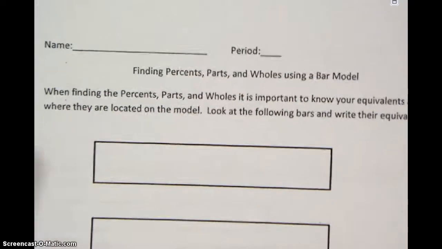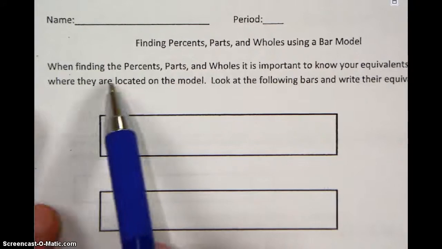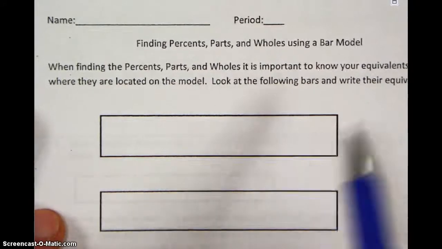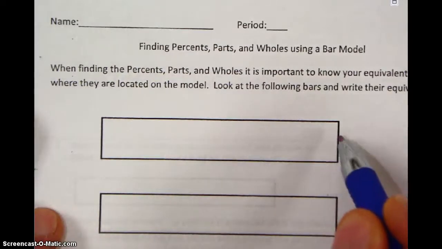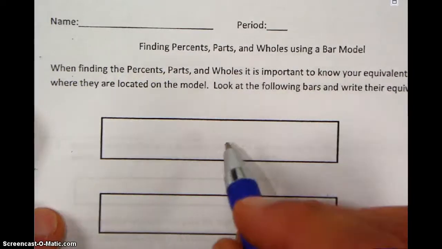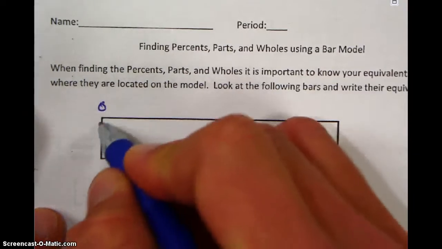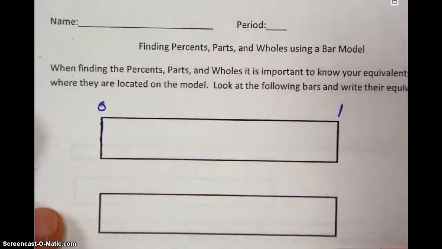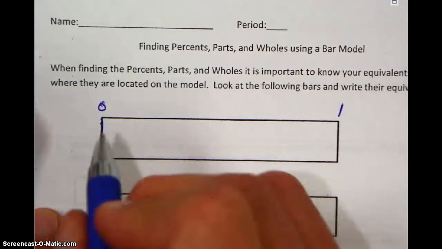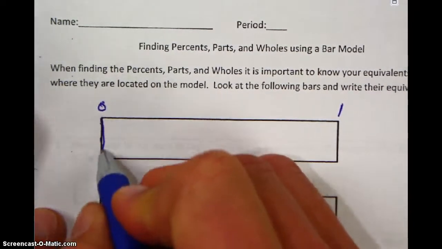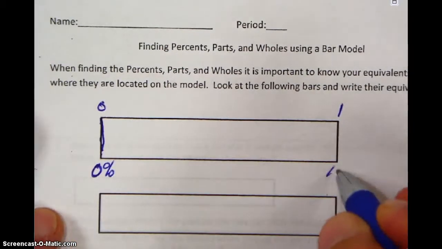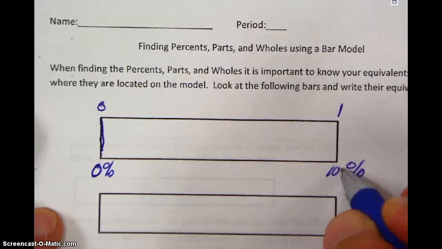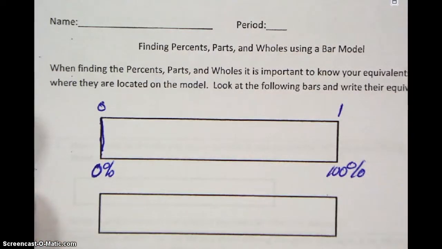So what we're going to start with is the concept that the bar model represents a whole. If I were to fill up this bar model to show how much of the whole I have, if I didn't fill any of it, I would have nothing, and if I shaded the whole thing, I would have one whole. So this is how much. If I fill nothing, how much percent do I have? 0%. And if I fill the whole thing, how much percent do I have? 100%.